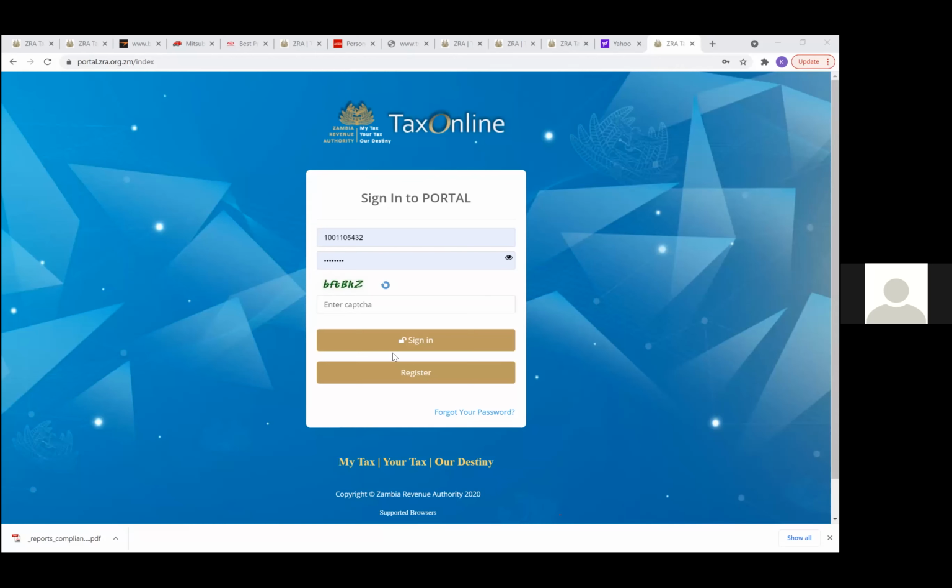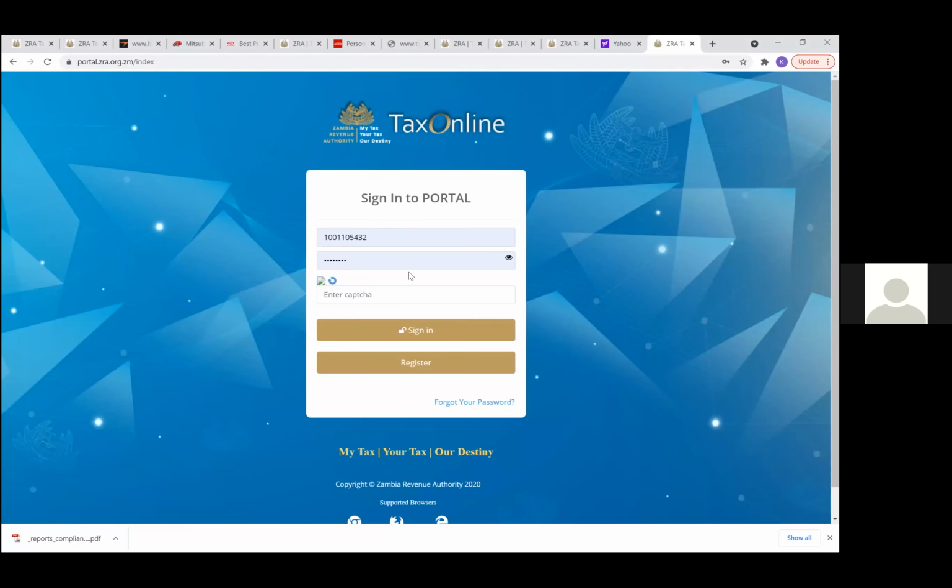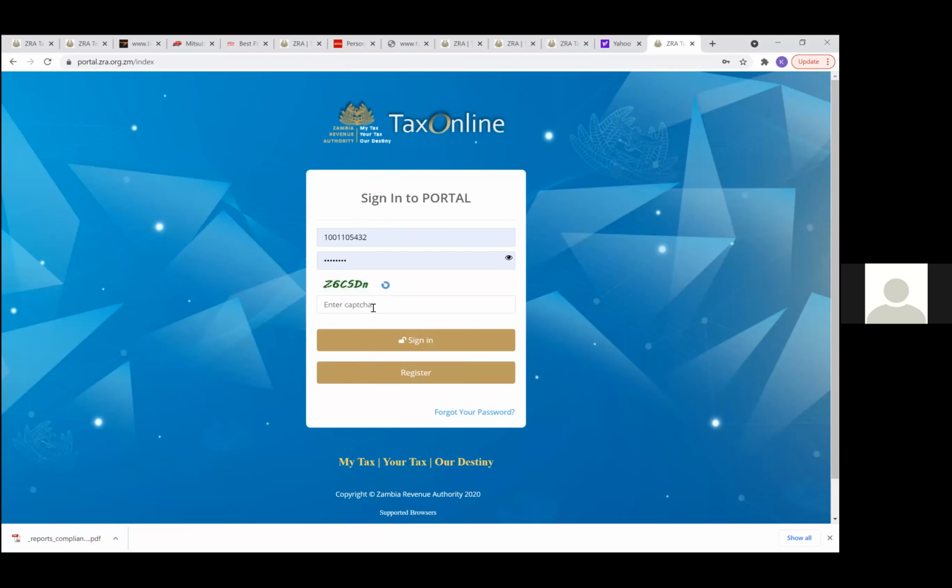So when you go to the ZRA website and you go to log into the portal, you'll see a screen like this one. You will need a TPIN and your password. If you don't have the TPIN or the password, you can write to ZRA. They will send you the credentials for you to log in to the ZRA website to submit a claim.